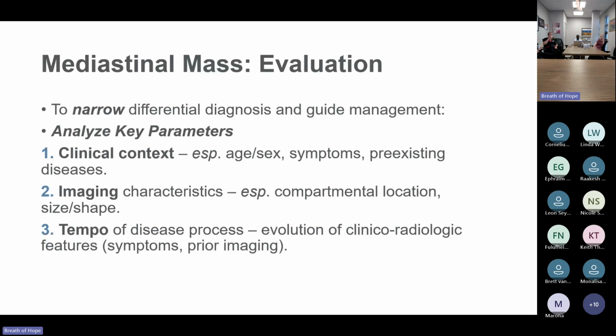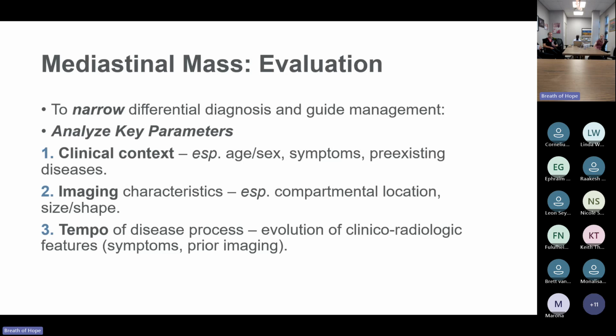So, mediastinal mass evaluation is needed to narrow down the differential diagnosis and guide management. You need to analyze the key parameters, which would be your clinical context, especially age and sex. Obviously, a young male with a mediastinal mass will point you toward testicular cancer, teratomas, lymphomas. The symptoms would follow up with the underlying etiology. Pre-existing disease can also lead you to the diagnosis, for example, a connective tissue disease or a diagnosis of myasthenia gravis will give you some kind of hint.